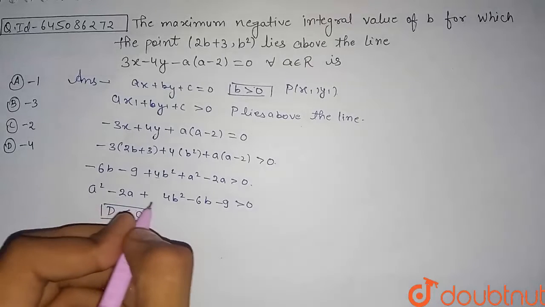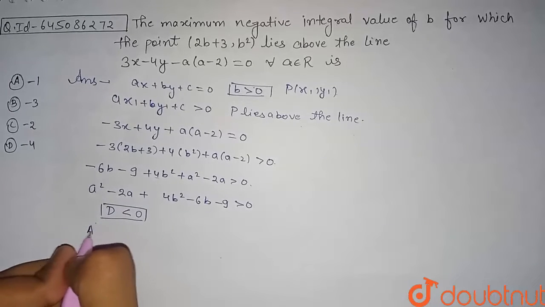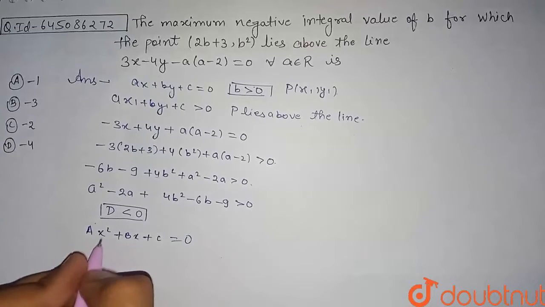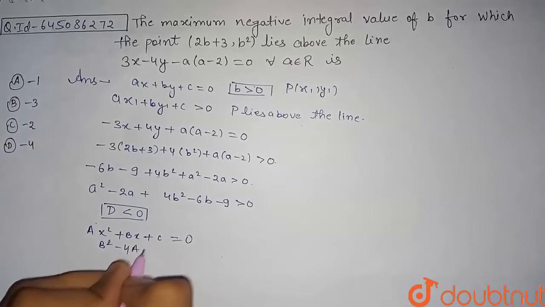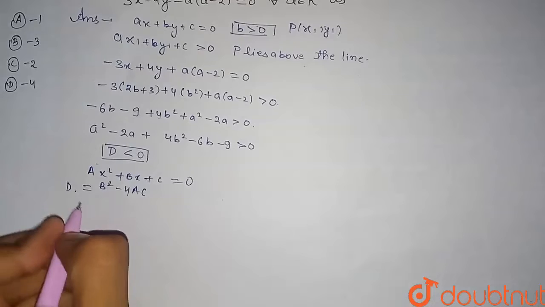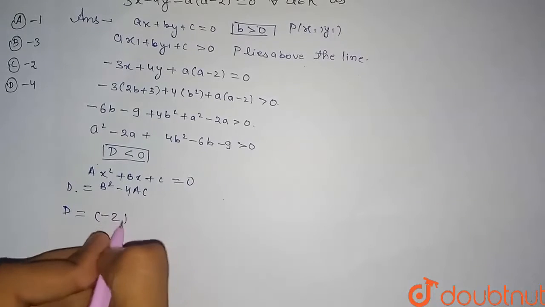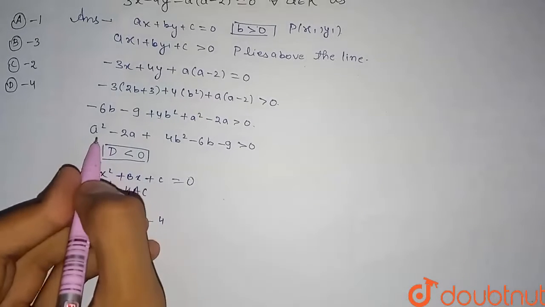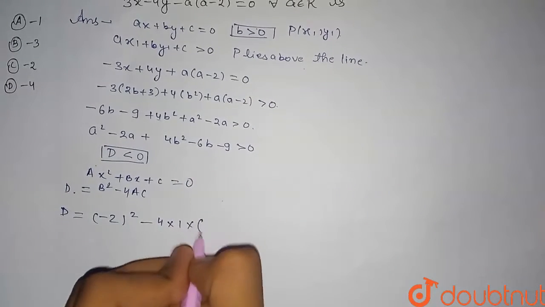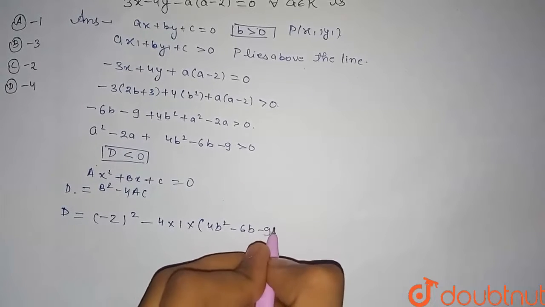So for this expression, the discriminant will be b² − 4ac, if we compare this equation with the general quadratic equation ax² + bx + c = 0. Comparing with our expression, the coefficient of a is −2, so we get (−2)², and minus 4 into the coefficient of a², which is 1, times the constant term, that is 4b² − 6b − 9, and this must be less than 0.